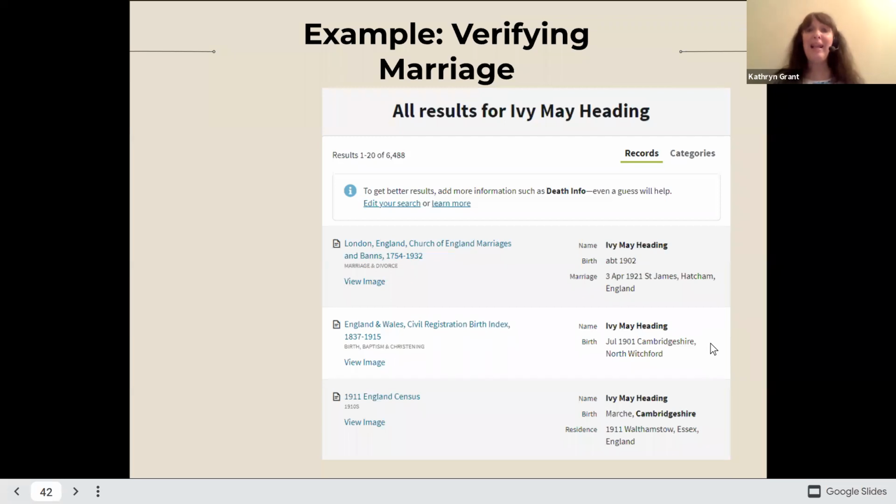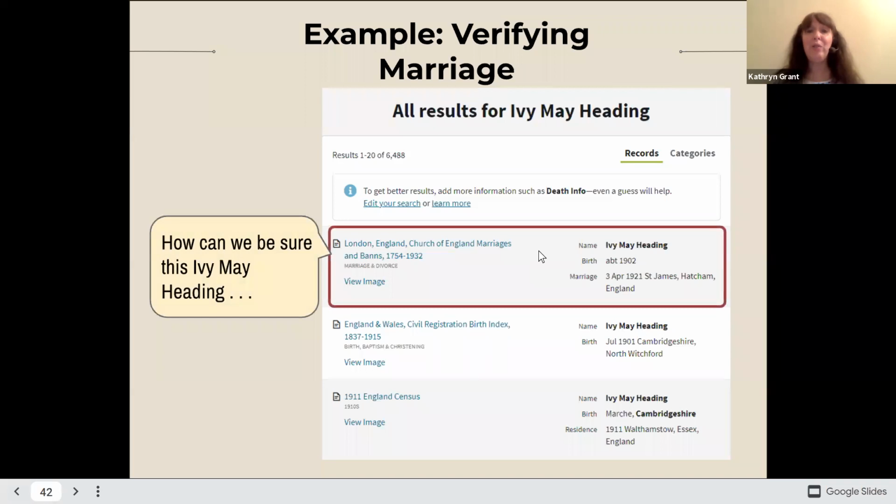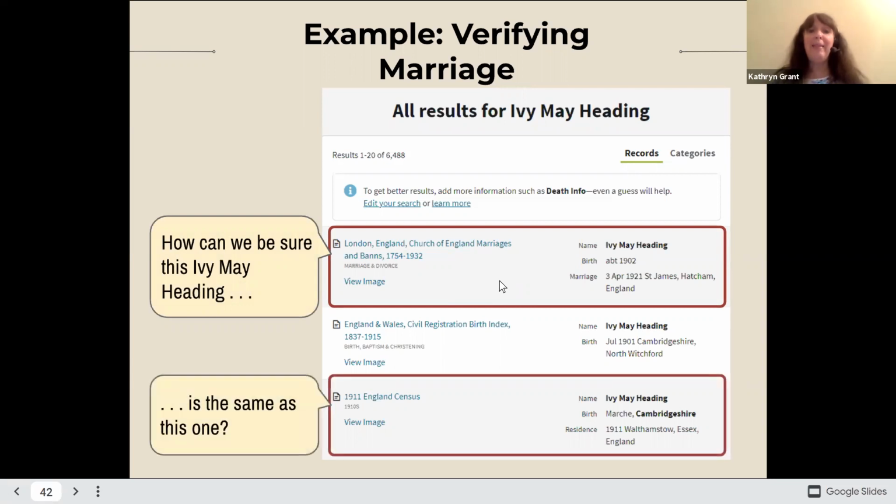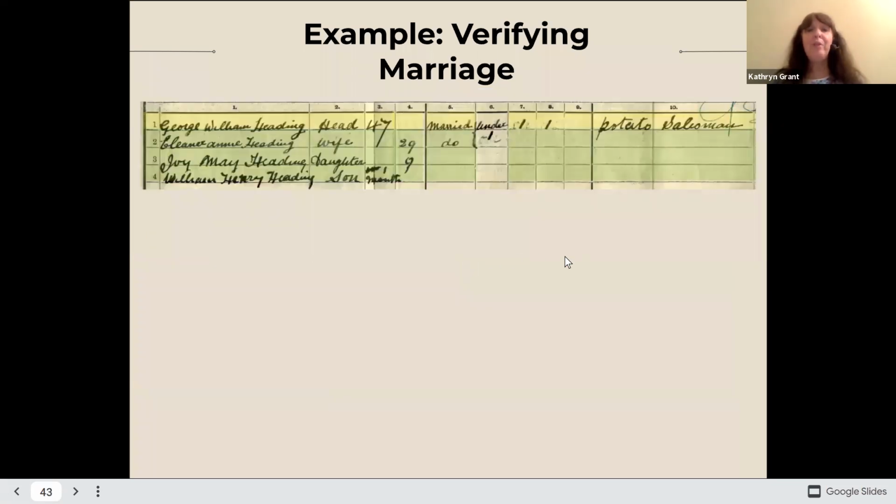Okay, last example is of verifying a marriage. This one is for Ivy Mae Heading. So I found her marriage, and then I wanted to be sure that this Ivy Mae that I had found in the 1911 census was the same as the one that I found getting married. So let's take a look at the census.